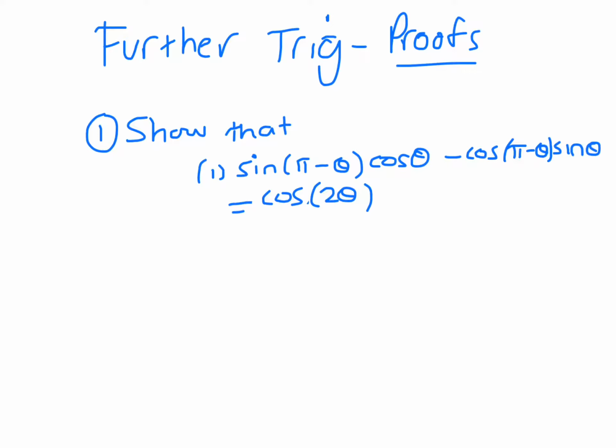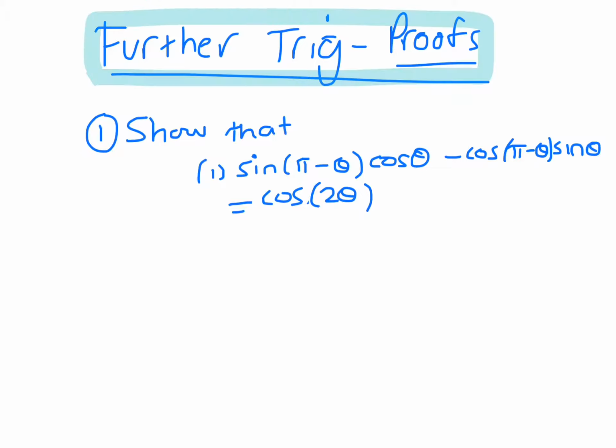Okay, just looking at some more trig proofs. Alright, okay, so we want to show that sine(pi minus theta) cos theta minus cos(pi minus theta) sine theta equals cos 2 theta.